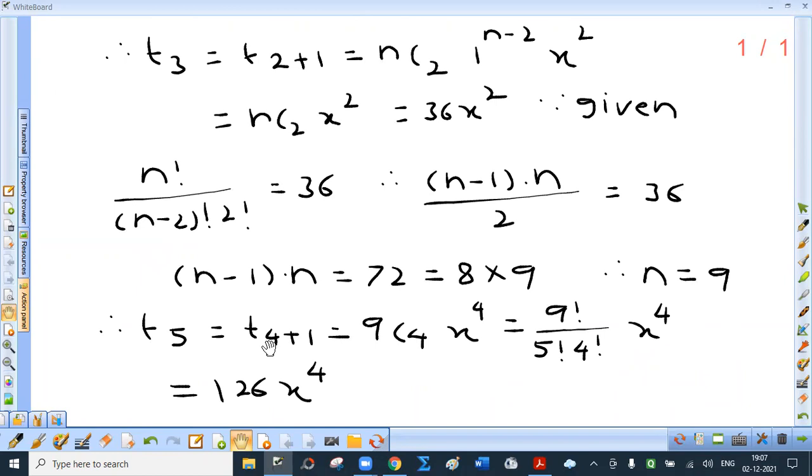What is asked? Fifth term means T(4 plus 1). Now n is 9. So 9C4, actually it is 1 raised to, that is why I haven't written that, into x raised to 4. 9C4 is 126. So 126 x raised to 4. That is fifth term.